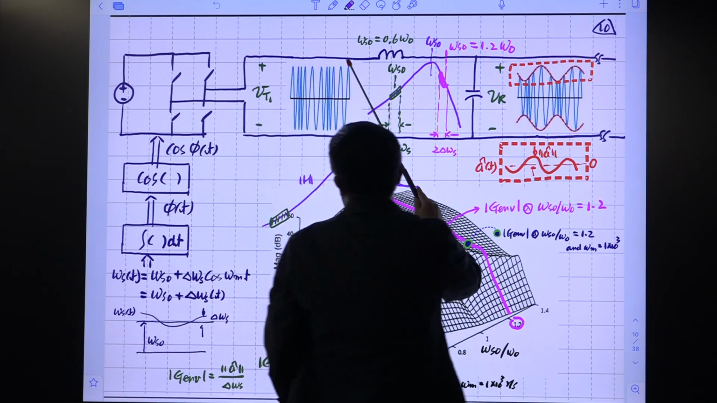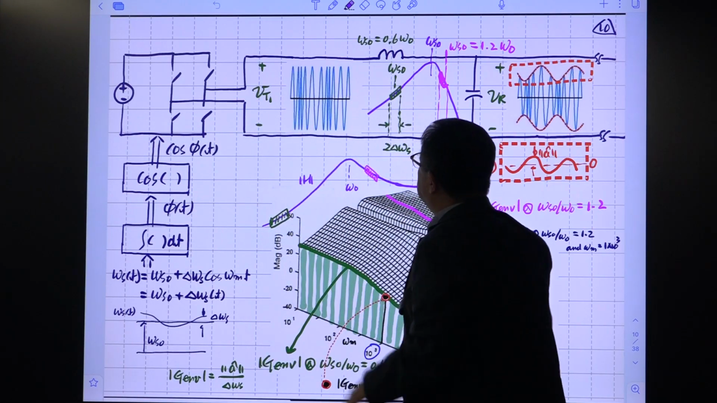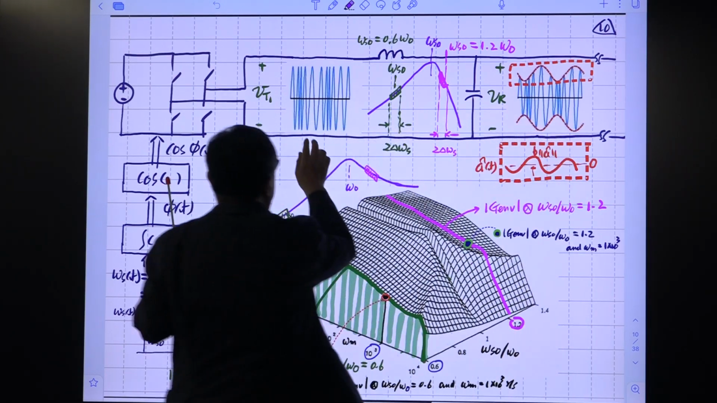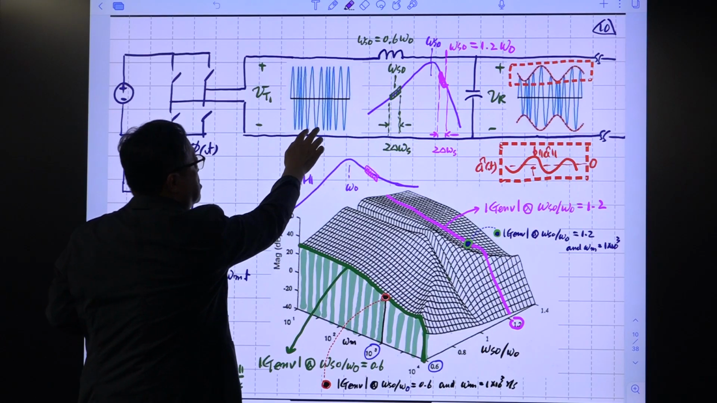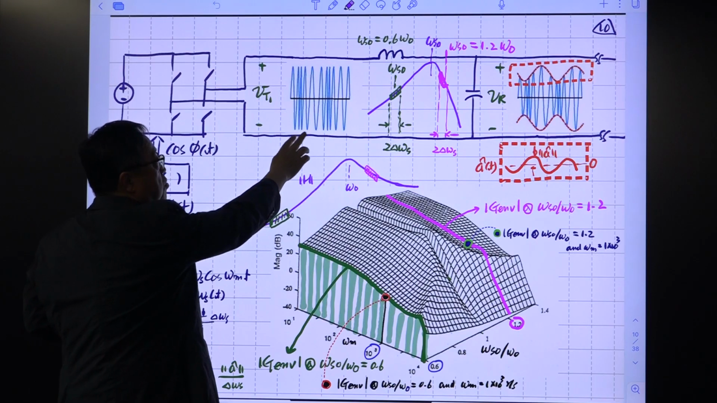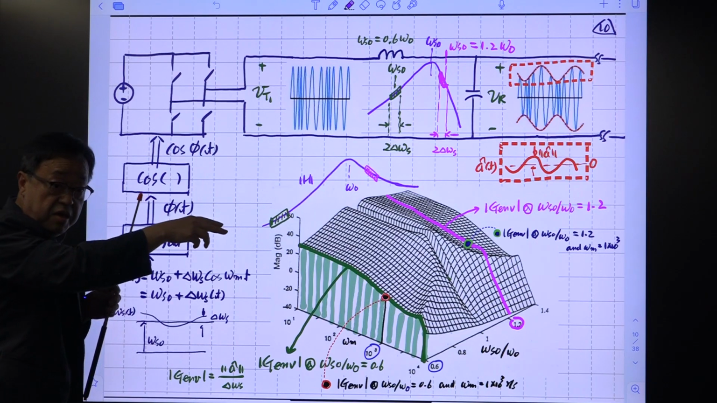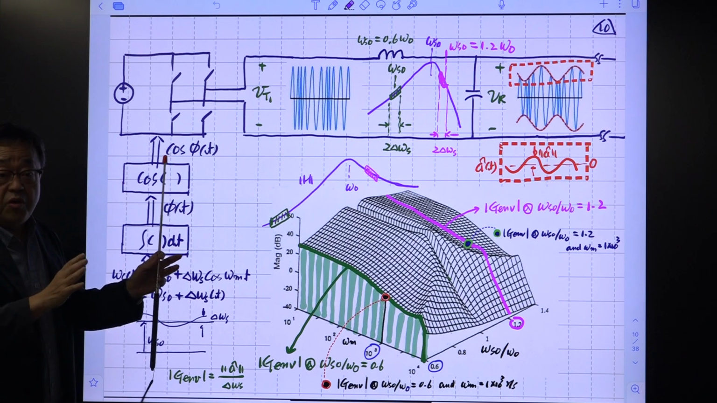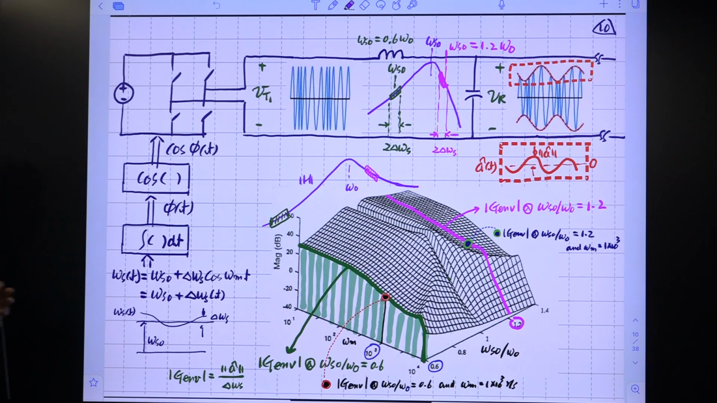This sinusoid is actually a combination of many sinusoids. In this region the frequency is slow, and here the frequency is fast. The pattern of this variation is sinusoidal at the frequency omega m, which is totally different from the switching frequency omega s. They are related, but it's a different concept.